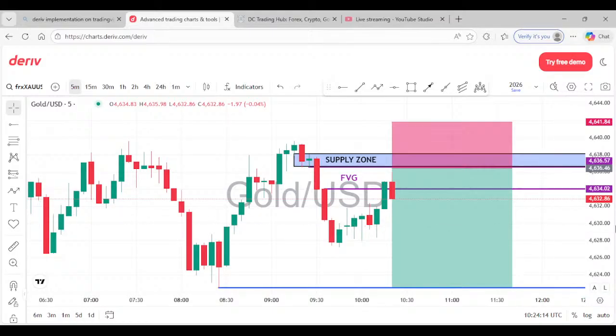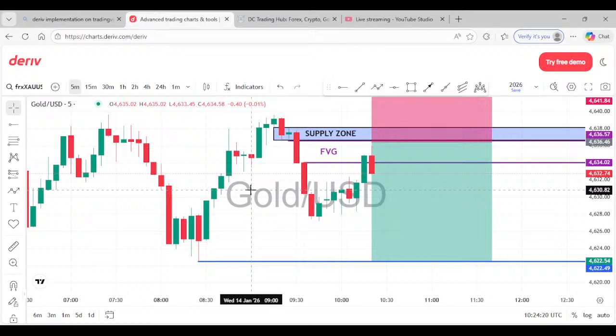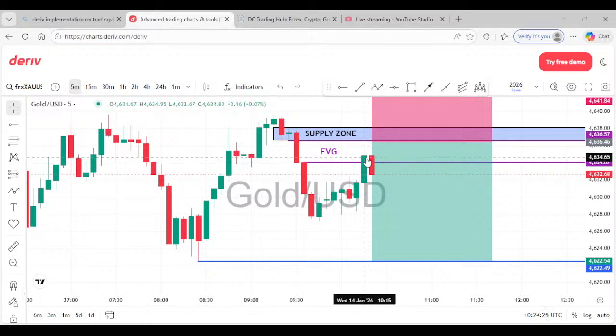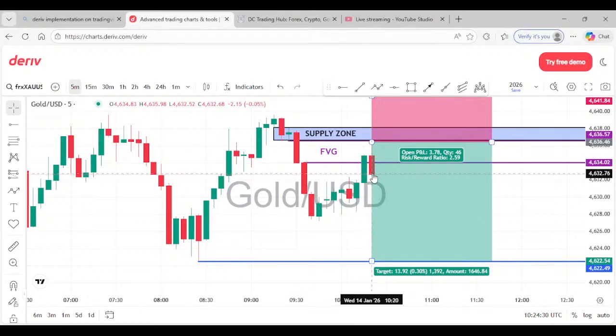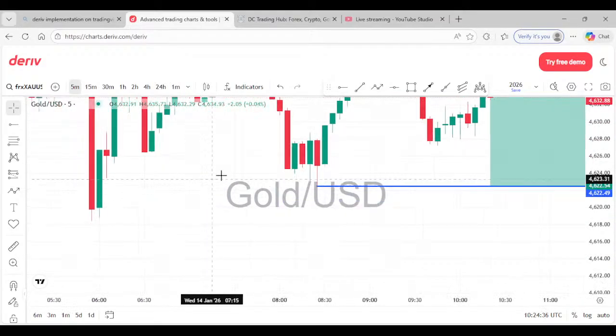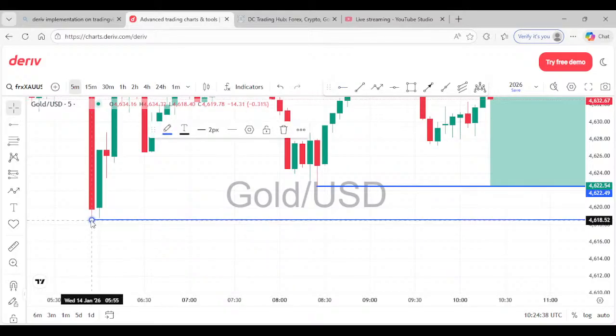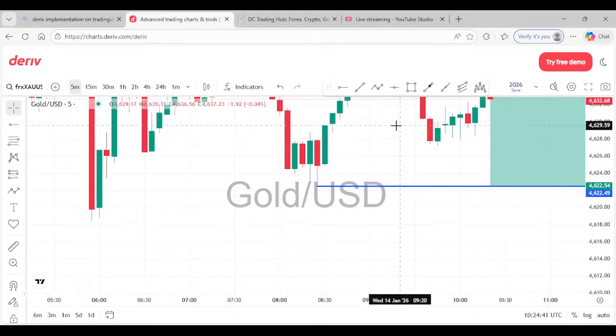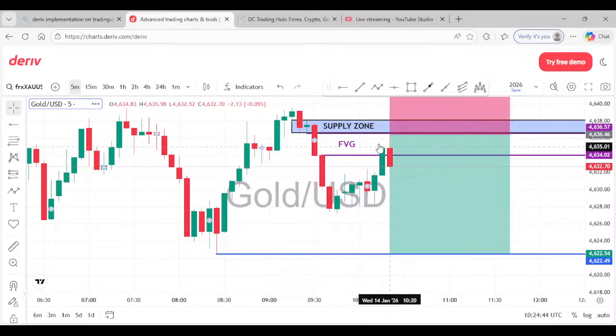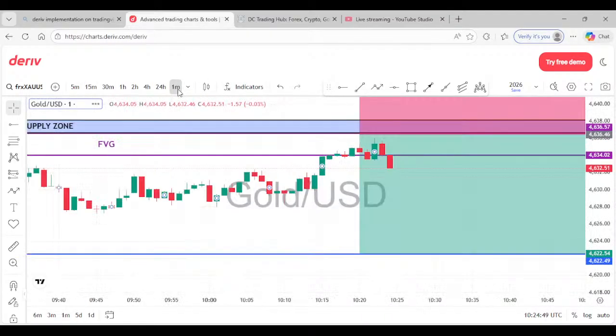Price is now dropping. Price seems like it's reacting with the fair value gap here. So we'll see if it closes below our fair value gap. We're going to enter this sell and target this same area, but we can even move it further to target this low. Let's go on the 1 minute time frame and see.